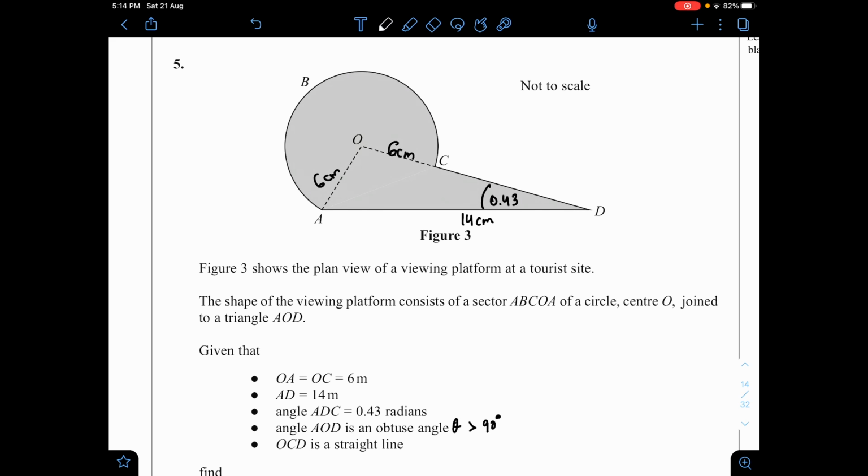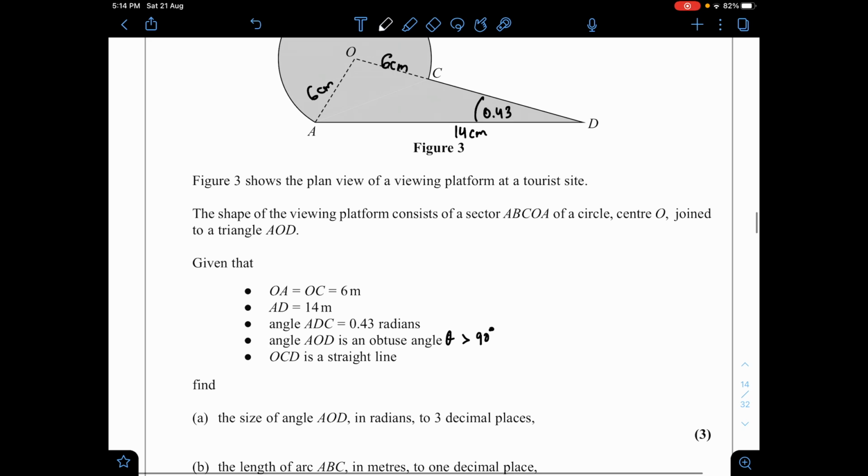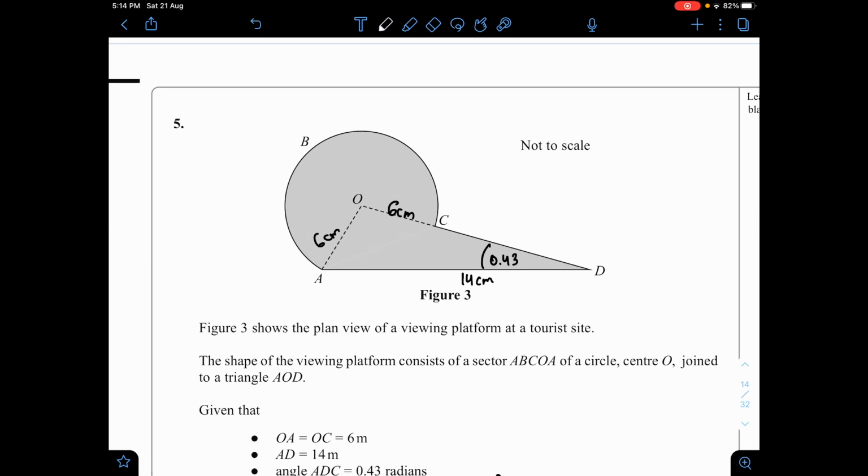So what's the first question? The first question is find the angle AOD. So find this angle over here. I'm going to call this x. Instantly you should think about what we can do here, and the only viable thing is using the sine rule. Why the sine rule? Because we have one angle and two sides, and we know the angle over here as well. So sine x over 14 equals sine of 0.43 over 6, since the side opposite 0.43 is 6. Don't forget to put your calculator in radians.